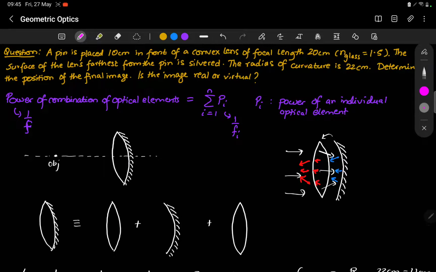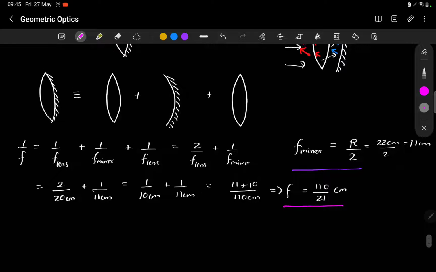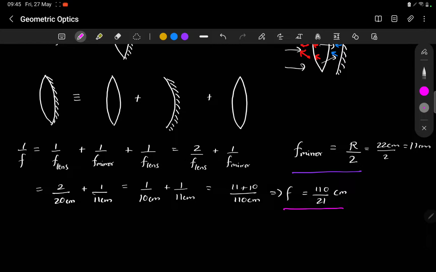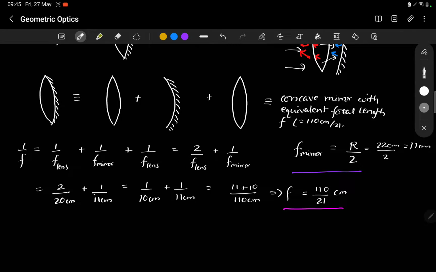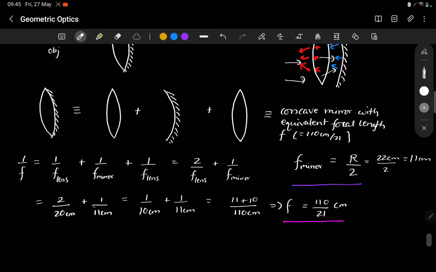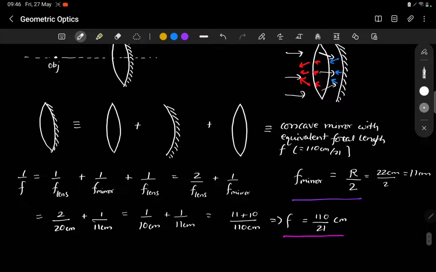Now we need to find out the image position. So note that this combination is equivalent to having a concave mirror with equivalent focal length f, as we have just found out, which is equal to 110 centimeter over 21. So this setup is equivalent to having a concave mirror with such an equivalent focal length.